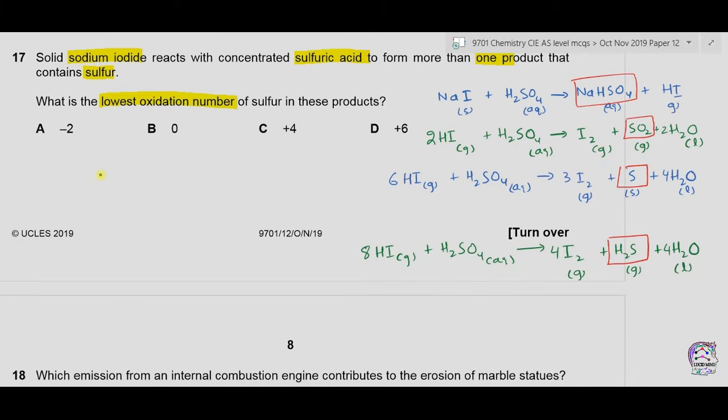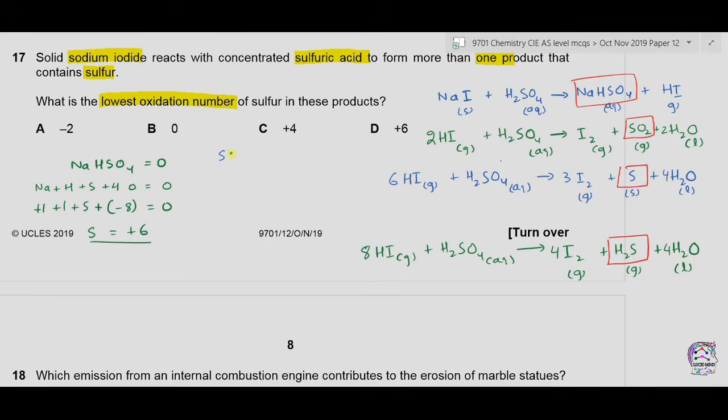Let's find the oxidation number of sulfur in these compounds. We have NaHSO4. The overall charge is 0. We have 1 sodium, 1 hydrogen, 1 sulfur and 4 oxygen. So we can write Na plus hydrogen plus sulfur plus 4 oxygen will be equal to 0. Now putting oxidation numbers, plus 1 is for sodium, plus 1 is for hydrogen. For sulfur we have to find out. For 4 oxygen it will be -8. So the oxidation state of sulfur will be +6 in sodium hydrogen sulfate.